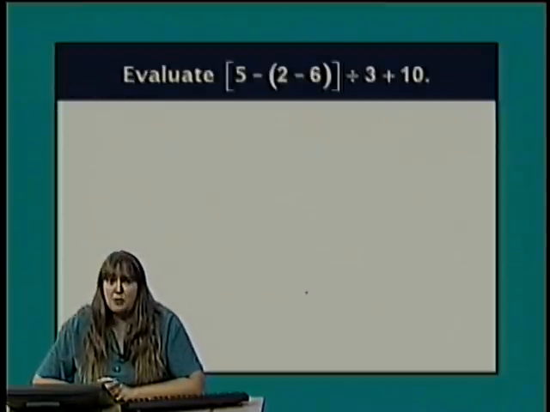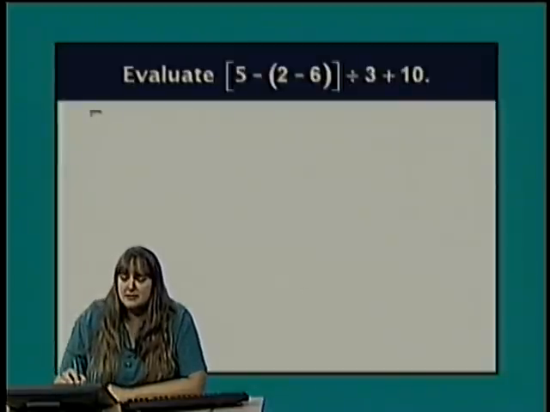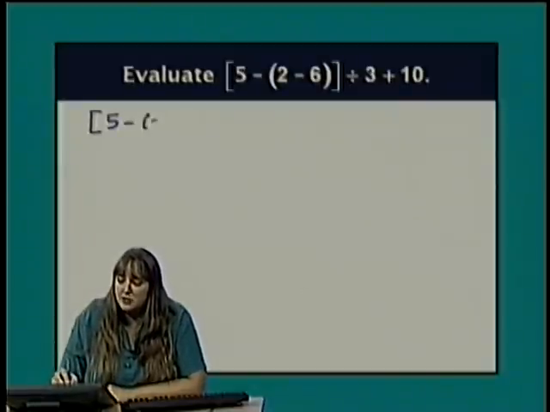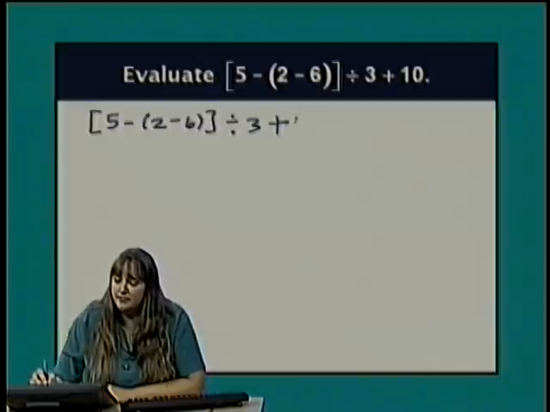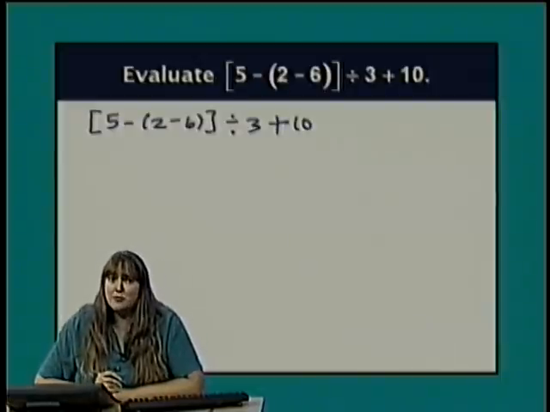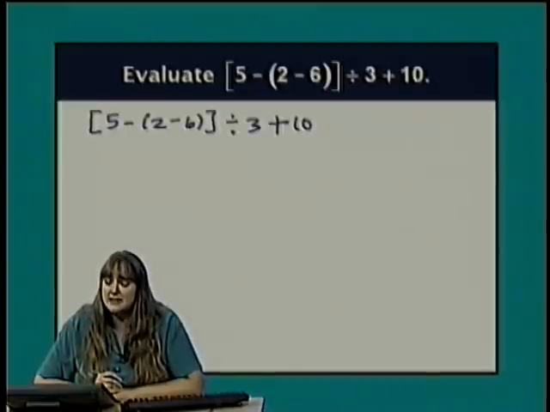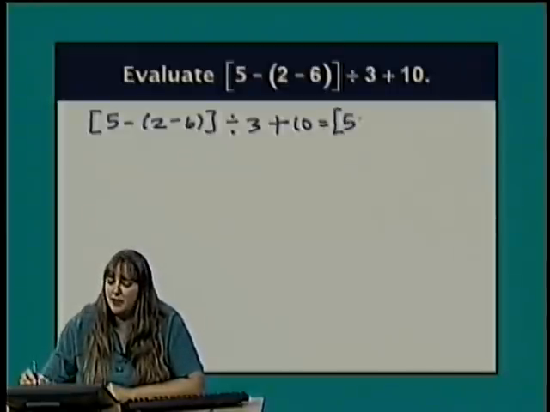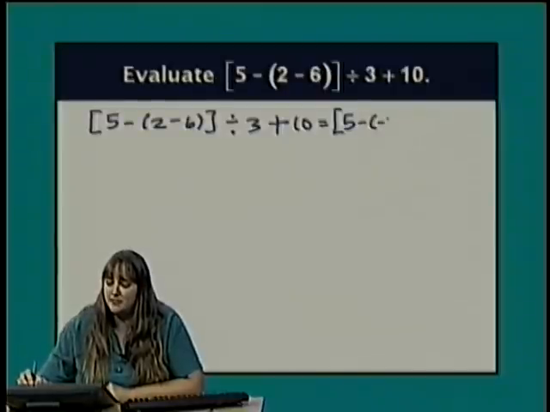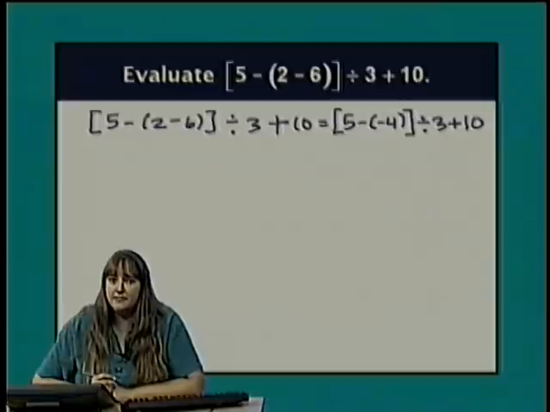Well, let's evaluate a problem using these nested grouping symbols. This time I have 5 minus the quantity 2 minus 6 divided by 3 plus 10. Since I have nested grouping symbols, I need to work from the inside out. I need to start by subtracting 6 from 2. So I have inside the square brackets 5 minus 2 minus 6 is negative 4. And the rest of my problem divided by 3 plus 10.